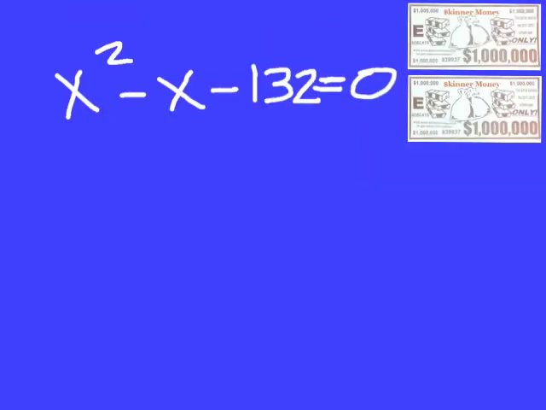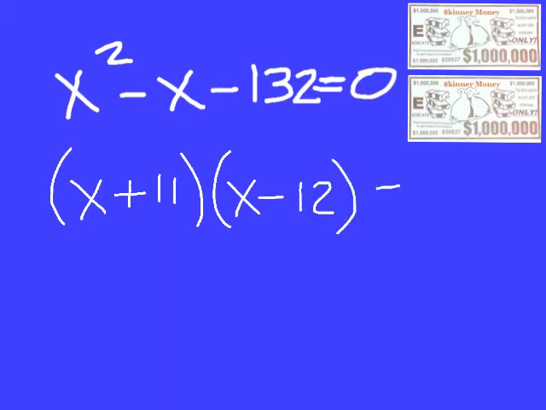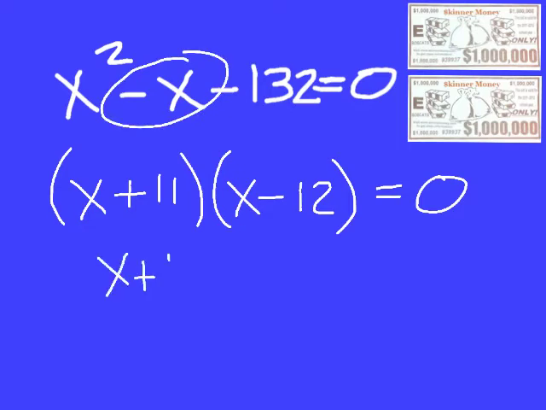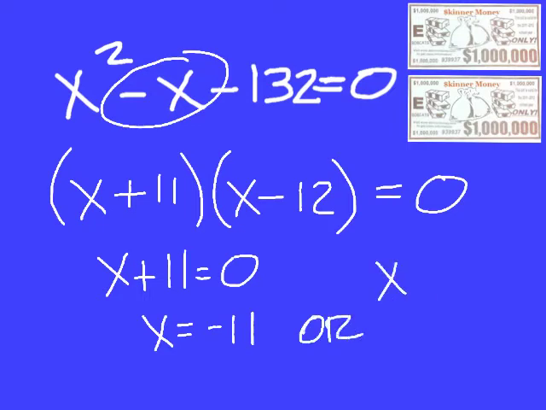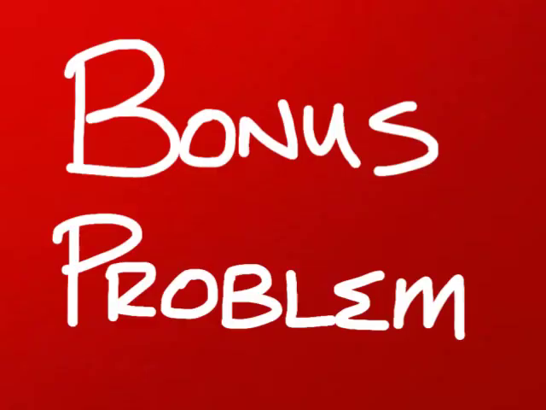Practice problem number 3. On the practice problem, how about x plus 11 and then x minus 12? 11 and 12 will give us 132, but the sign combination has to be a plus 11 so that when you take away 12, you end up with a negative 1 here. And then, of course, you go back and set them equal to 0. This one gives you a negative 11, or when this one is set equal to 0, you get a positive 12.